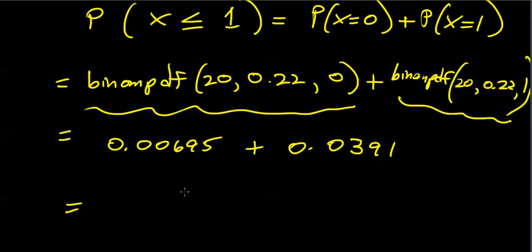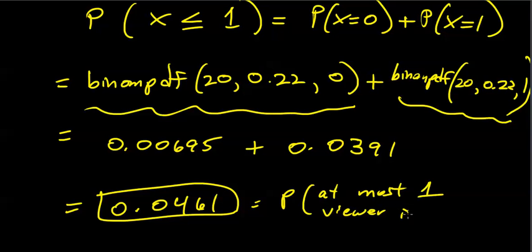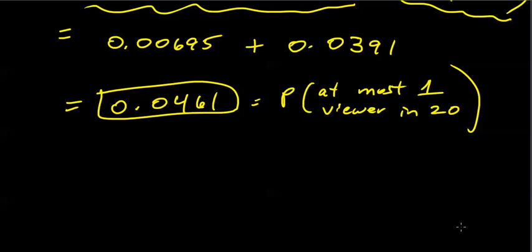All right, and I think that'll satisfy our question very well. So 0.0461 is our final answer, and that agrees with the book's answer. So this is the probability of at most 1 viewer in the 20 households, viewer of NBC football.